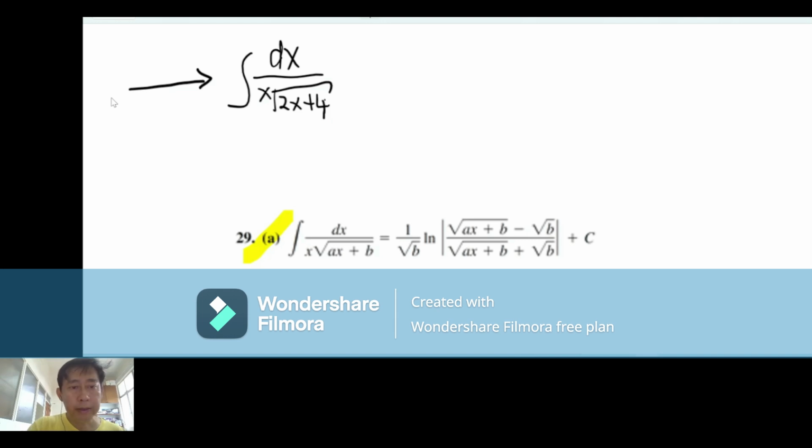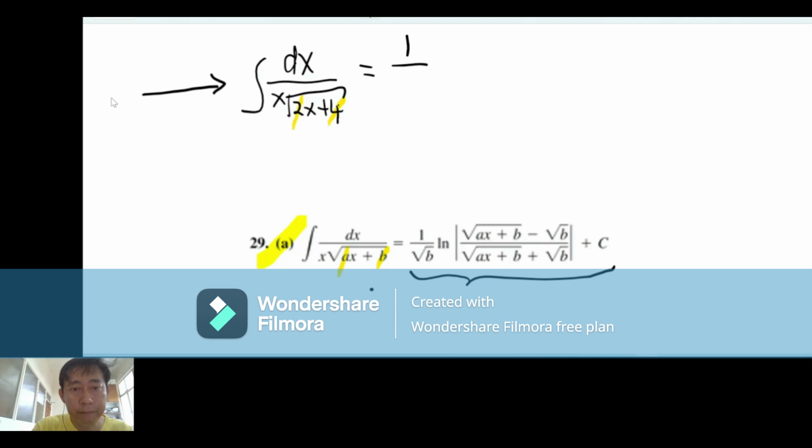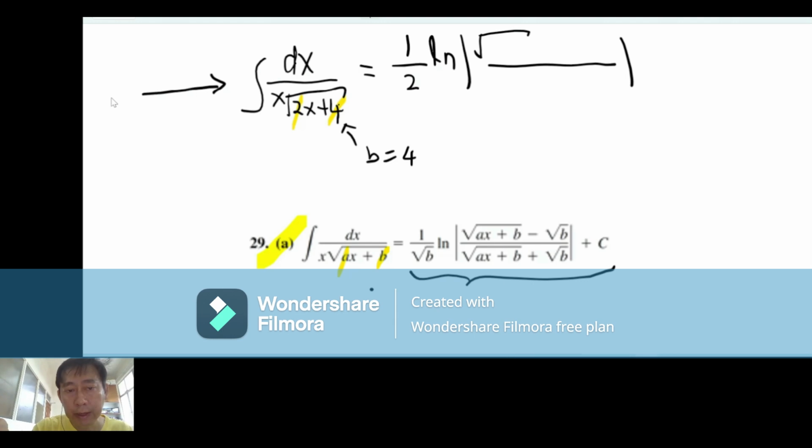It is very obvious that 2 here plays the role of a, and 4 plays the role of b. So we just have to copy the expressions in item 29 term by term to the right hand side of the integration we want to find. So we have 1 over square root of b. Square root of b is 2 because b is 4. So we have a log of the absolute value of a ratio made up of square root of ax plus b minus 2 and square root of 2x plus b plus 2, plus a constant.